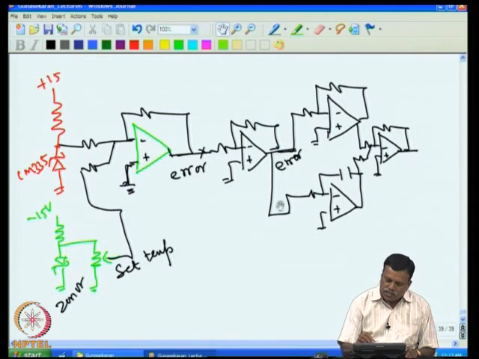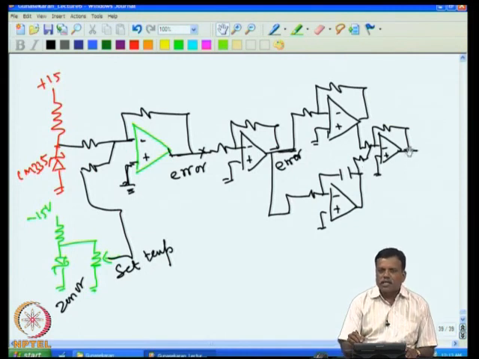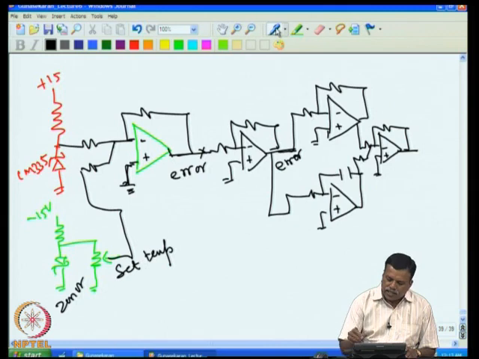The error voltage is time integrated, and the time integrated voltage is available here, and that is summed up with this proportional, amplified error voltage. Then you get a total voltage at this point, that is the sum of P and I appearing here. This we can use to drive the heater.